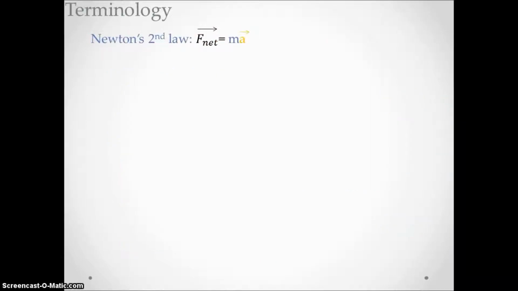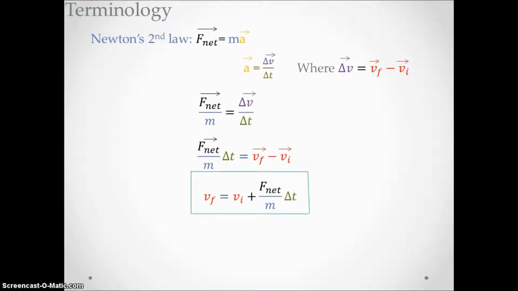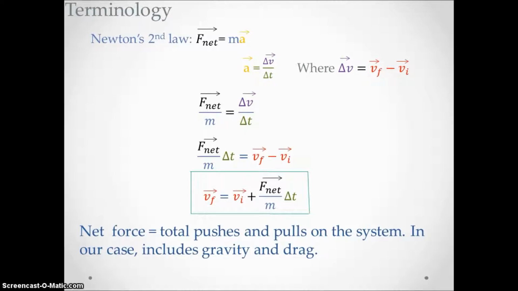Newton's second law says that force equals mass times acceleration, where acceleration equals change in velocity divided by change in time. Knowing that change in velocity equals final velocity minus initial velocity, it is possible to predict the future motion of an object by rearranging this equation to give final velocity equals initial velocity plus net force divided by mass times change in time. My stuffed bee accelerated downwards over time as it fell. This means that the velocity increased, and net force on the system, the bee, was not zero.